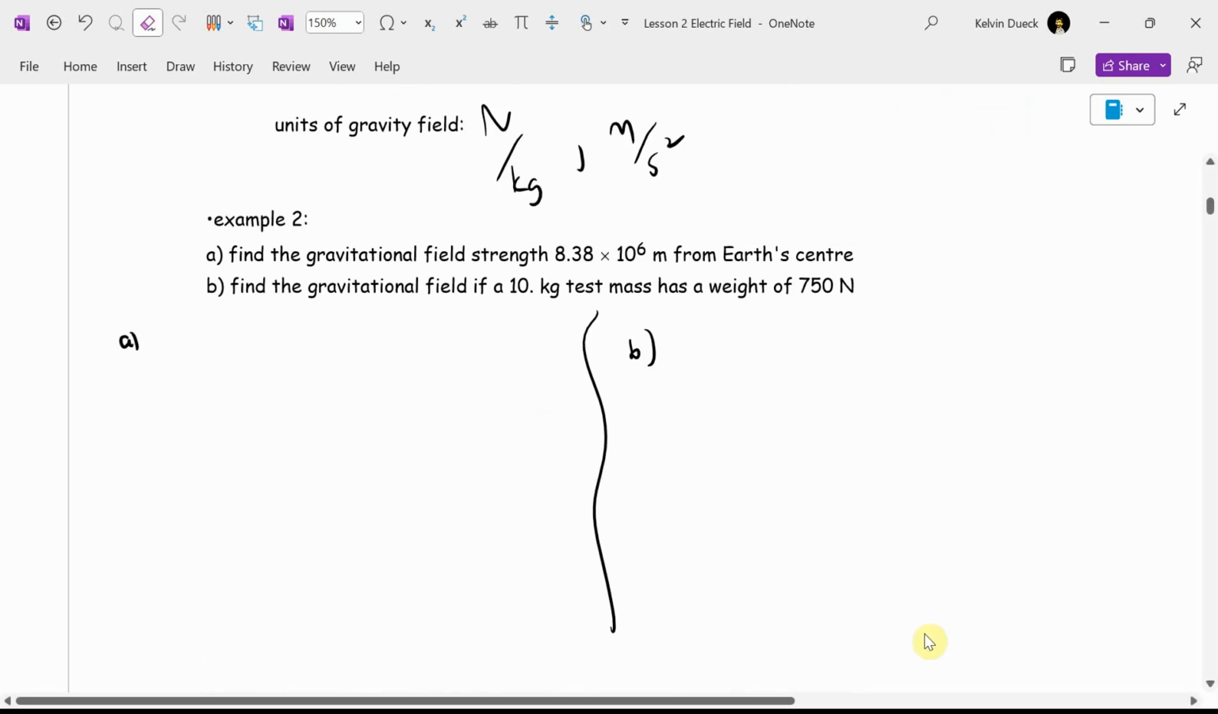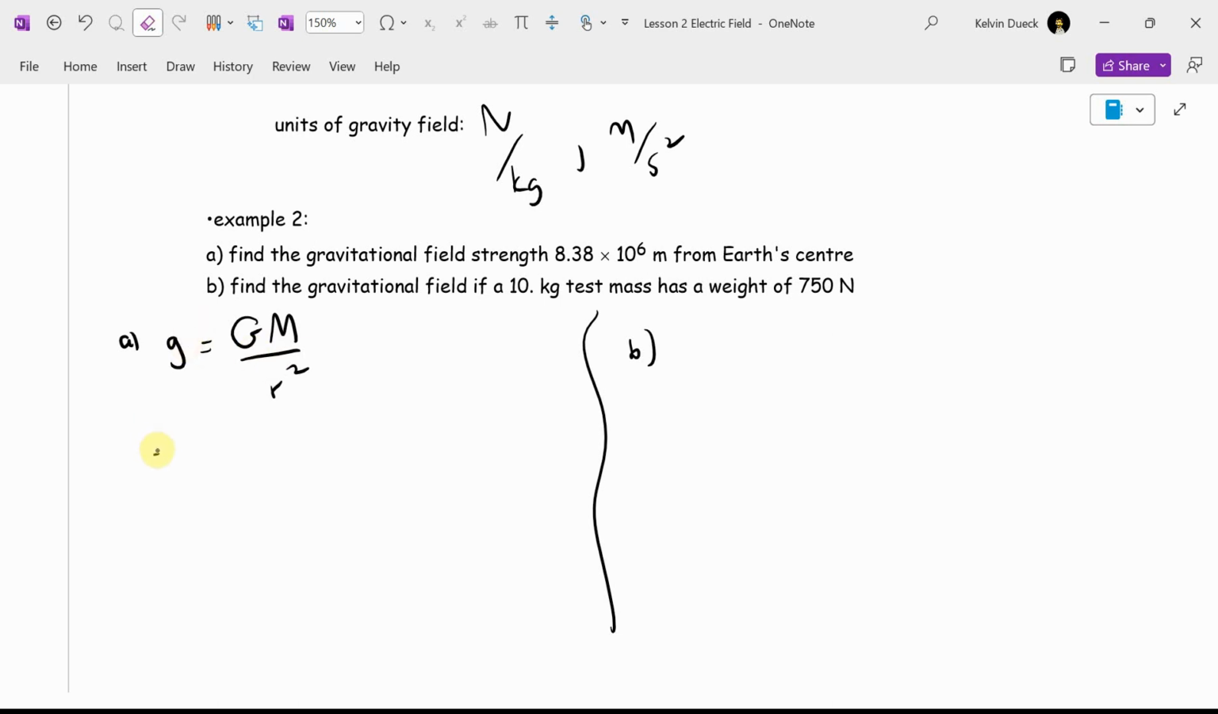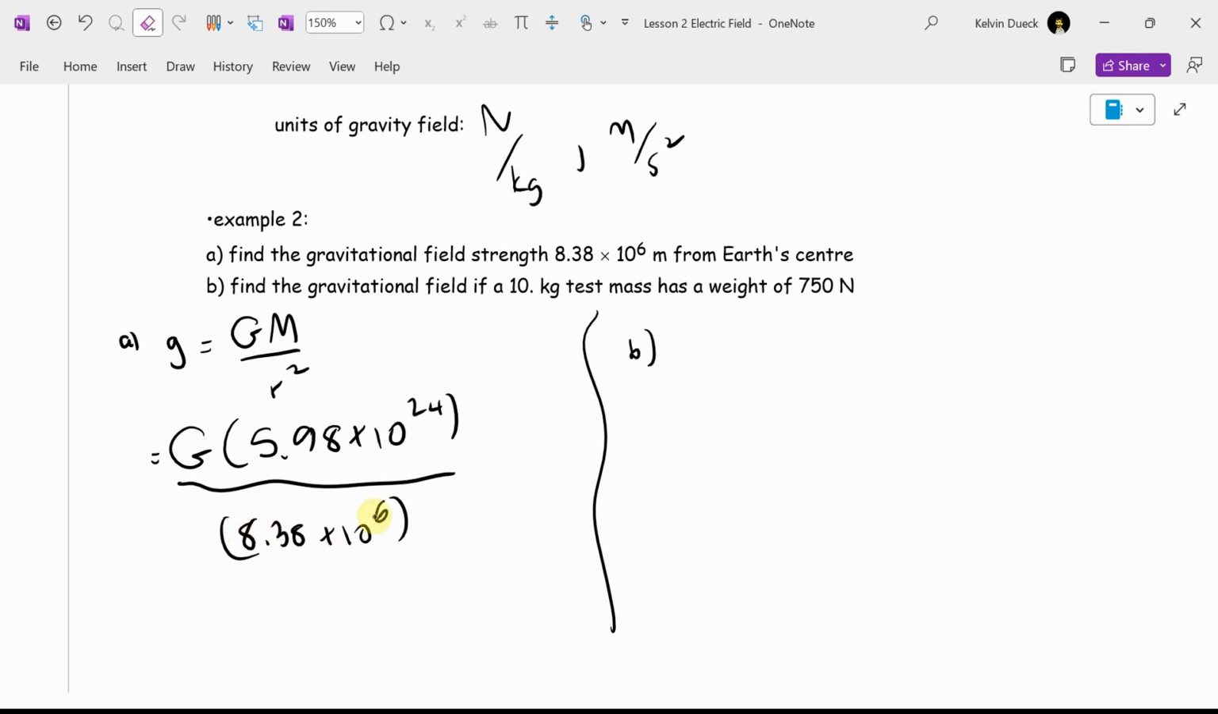Okay. So for A, I can find gravitational field strength by going big G, big M over R squared. It's going to be big G, 5.98 times 10 to the 24th, all divided by 8.38 times 10 to the 6th. Don't forget the squared. I know on Earth it's 9.8. I know it gets smaller as you get further, so I'm pretty sure you're going to get an answer smaller than 9.8. What do you get?